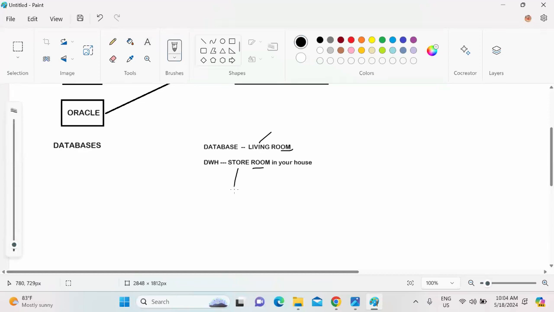Because the living room is used for the latest process, that means the present. People will live there and we can do a lot of operations and things in the living room. That's why we call it a living room. But a storeroom is the same room, but we call it a storeroom. Why? Because the purpose is different. If you are not using any product or anything, you keep those things in the storeroom. Please answer my question: why are you keeping the products in the storeroom? Why not outside?